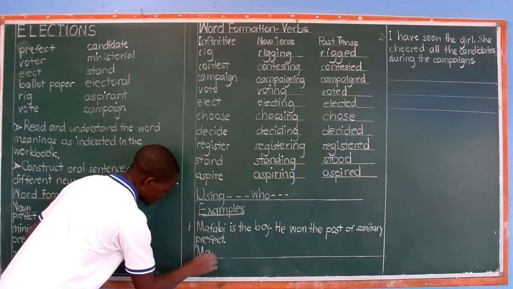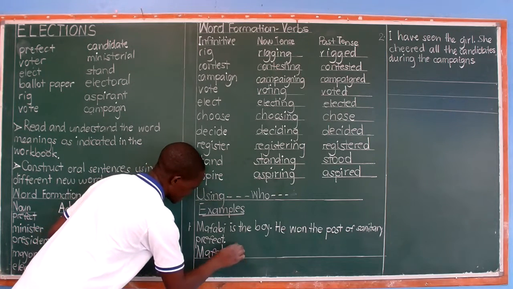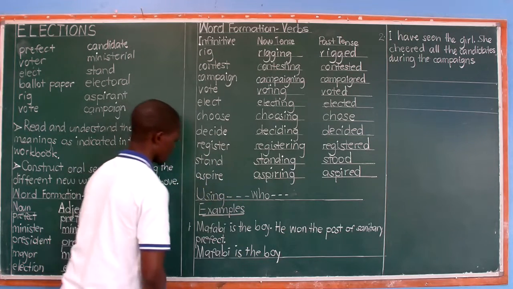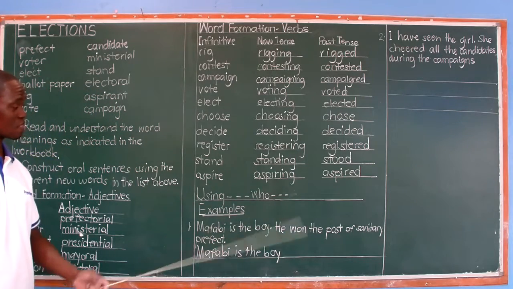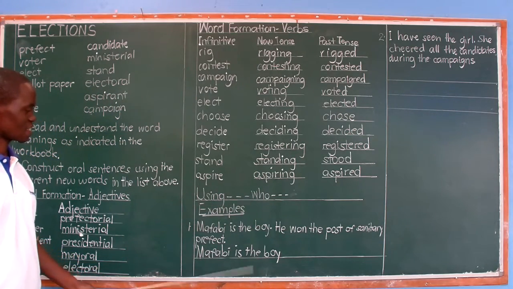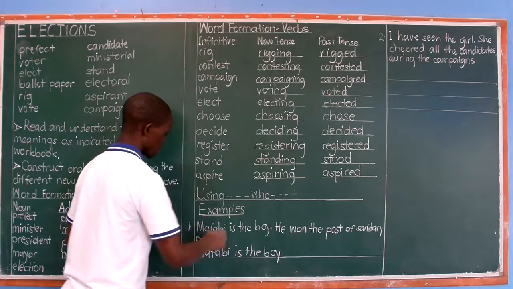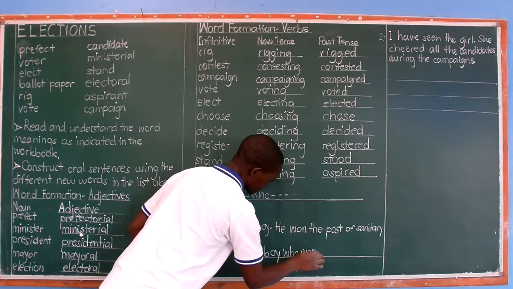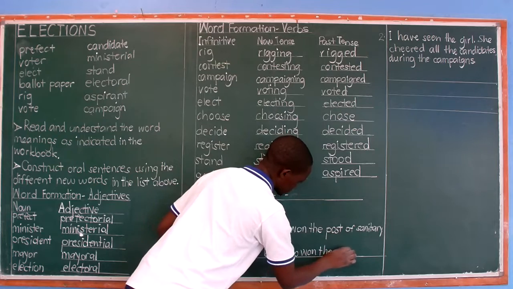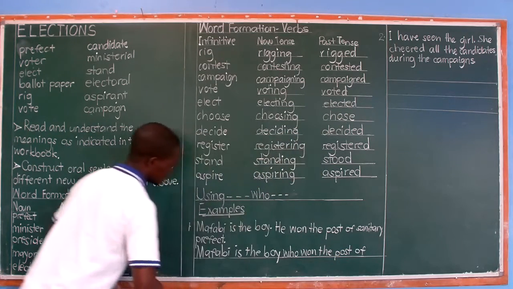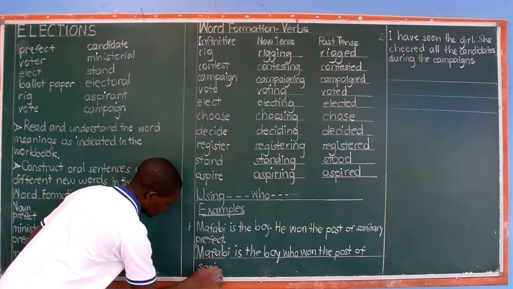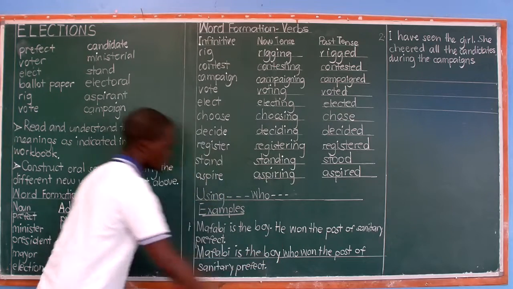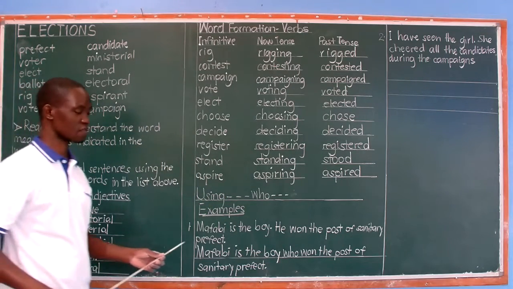Mafari, this one is very easy. Mafari is the boy, because who is used for people. So whichever question you see here, it has the subject as a person or a human being. Mafari is the boy who won the post of sanitary prefect.